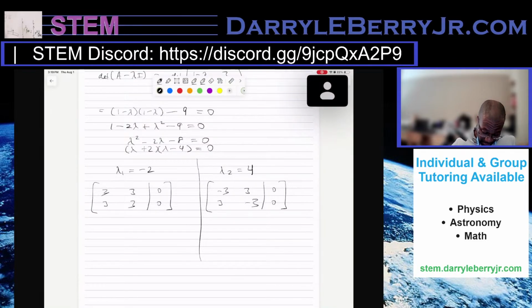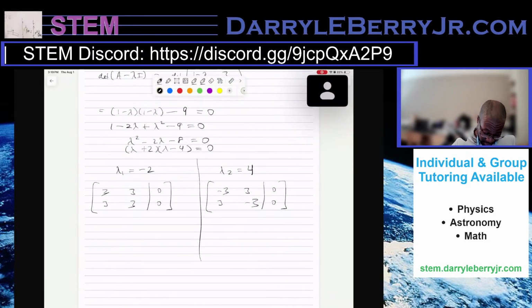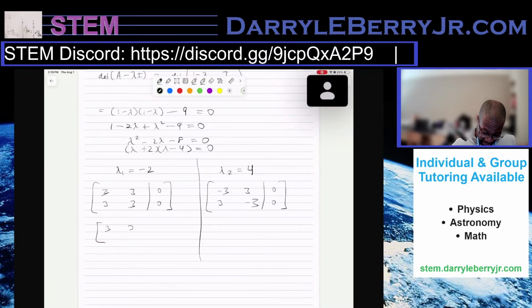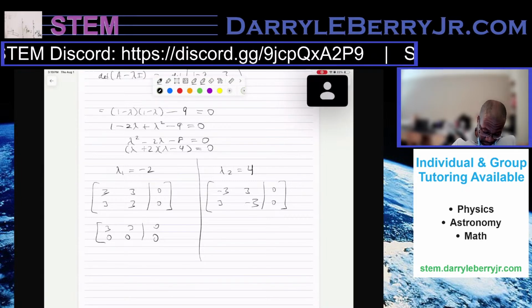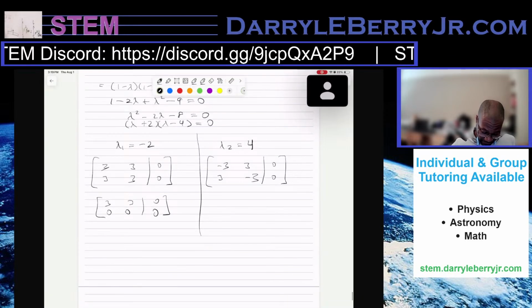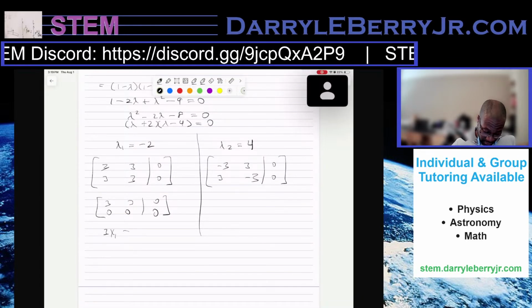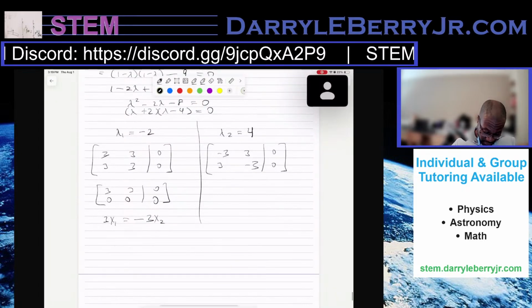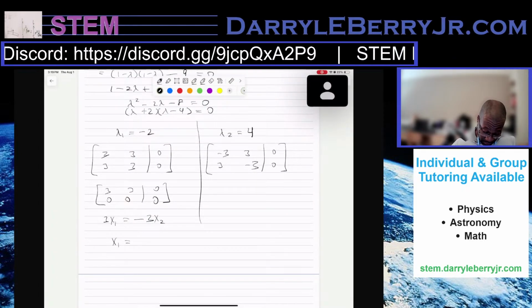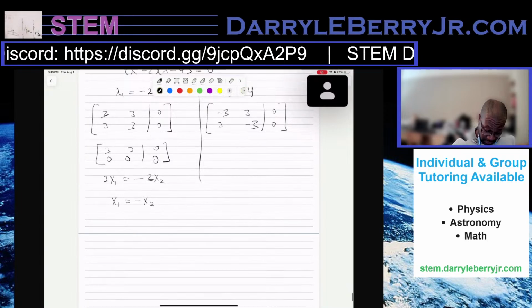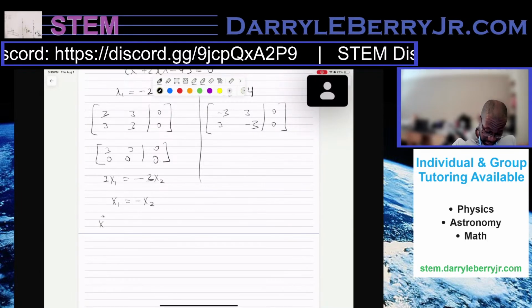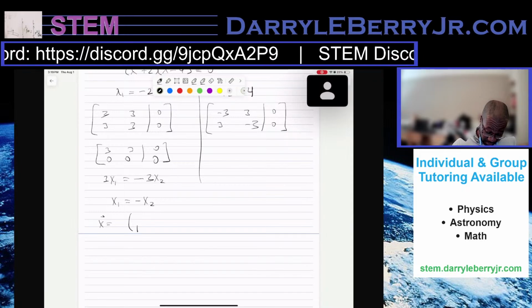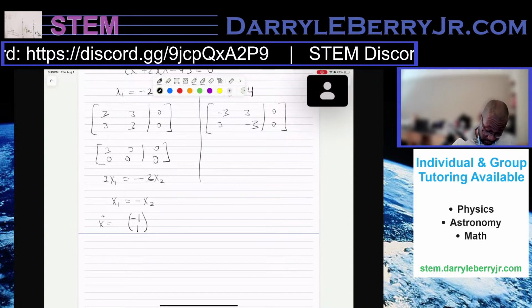So now we can do our row operations. We know that the bottom one is going to just give us an empty row. So if we subtract that row from the top one, now we have 3x1 equals negative 3x2. So x1 equals negative x2. So if x2 equals 1, x1 equals negative 1.